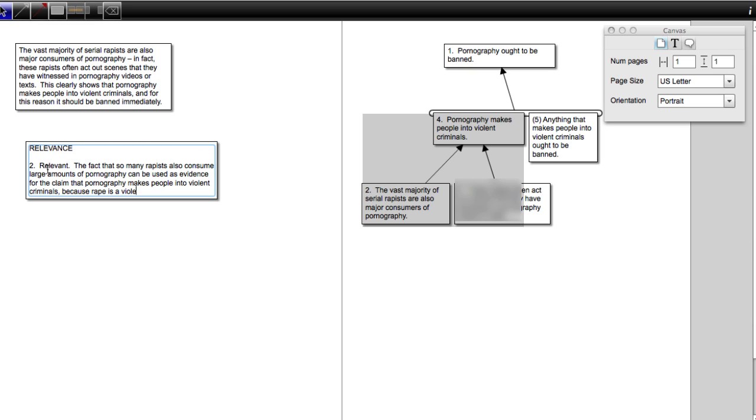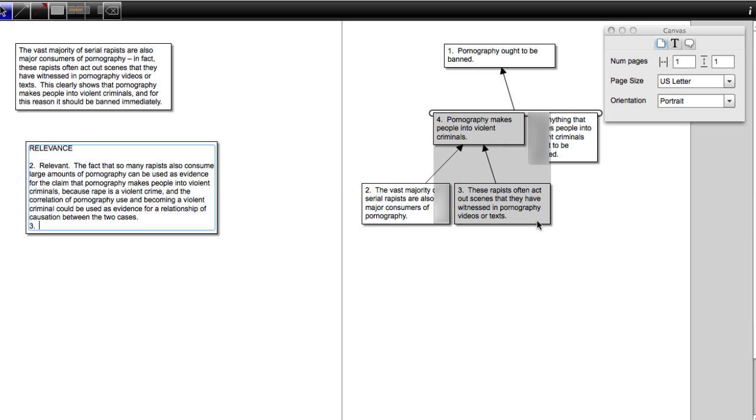Because rape is a violent crime, and the correlation of pornography use and becoming a violent criminal could be used as evidence for a relationship of causation between the 2 cases. Okay? So it is relevant. That doesn't mean that this argument necessarily works. There may be some other flaws in it, but in my judgment, it passes the criterion of relevance.